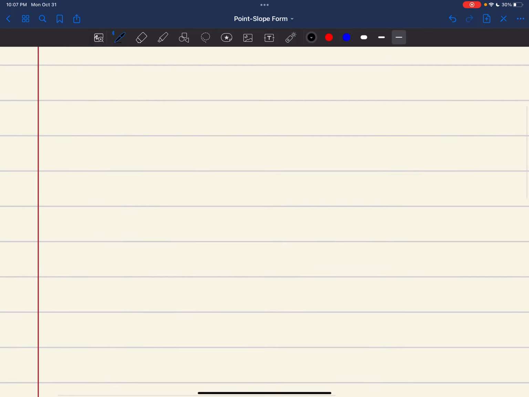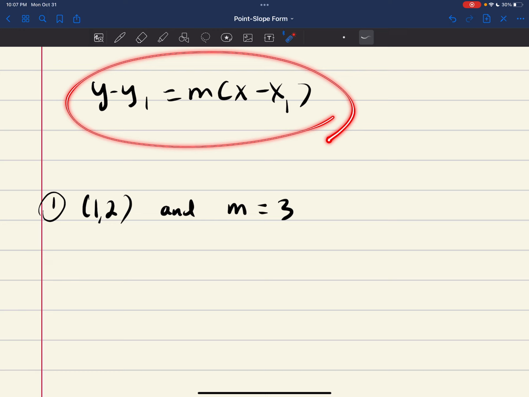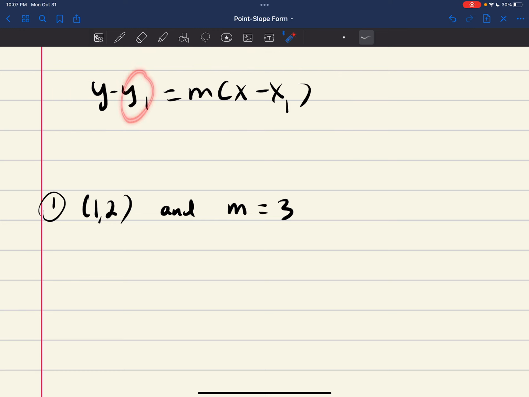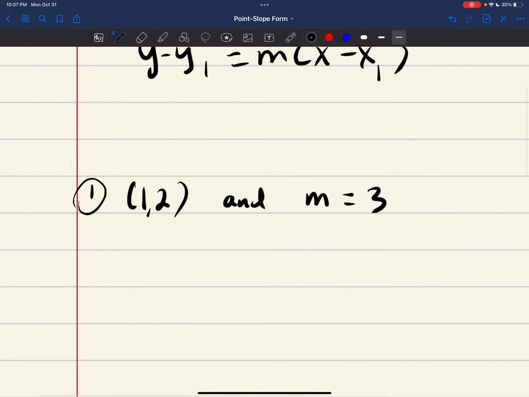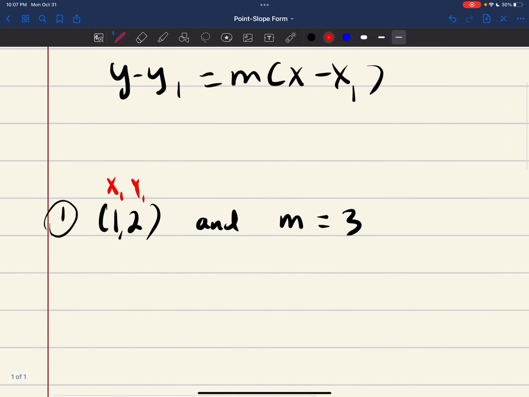I have number one. Let's say that I have a point, 1 comma 2, and your slope m is equal to 3. Okay, and I want to write this in point slope form and only point slope form. So I'm going to go ahead and use this. Again, I'm going to replace the y1 and the x1 and the slope. Okay, so let's take a look at this particular point. I'm going to label that x1, y1. And then here's my slope. Okay, so plug it into the equation.